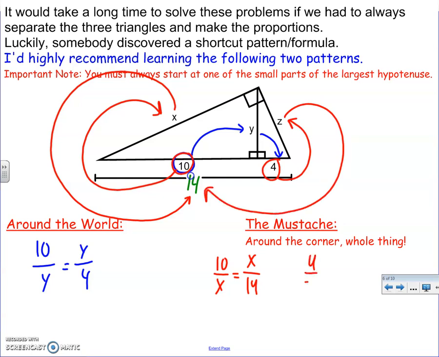4 to z, z to 14. Alright, and I solved those three fractions. I get x, y, and z. No need to separate into small triangles or simple triangles to do proportions.